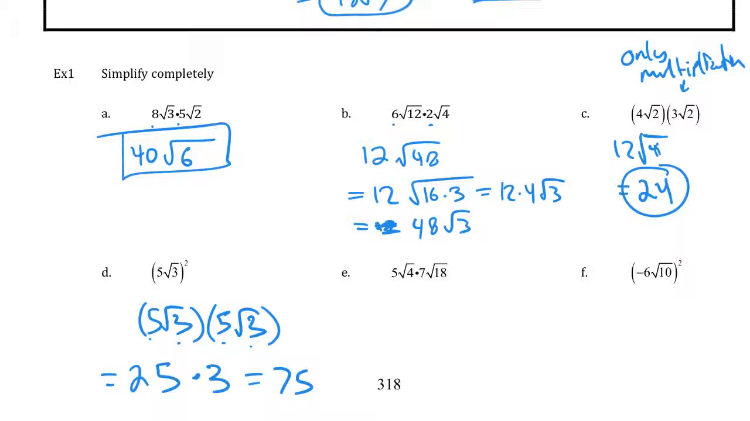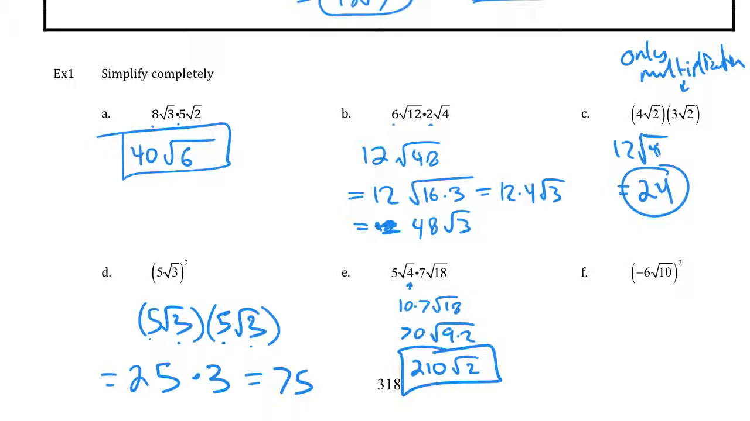Another thing to look for to maybe make your life a little easier is if you have perfect squares to start with. You might have noticed it in B. Here it is again in E. 5 times rad 4. Well, rad 4 is just 2. So 5 times 2, this thing is just 10 times 7 rad 18, which is 70 rad 18. Break that down, 9 and 2. So square root of 9 is 3. 3 times 70 is 210 rad 2, because the square root of 9 is 3.